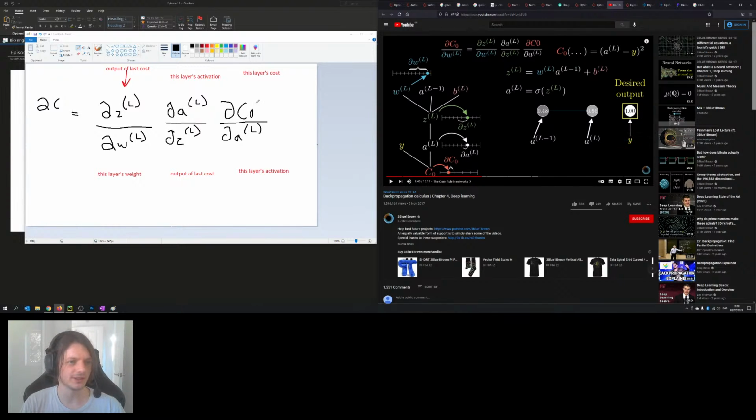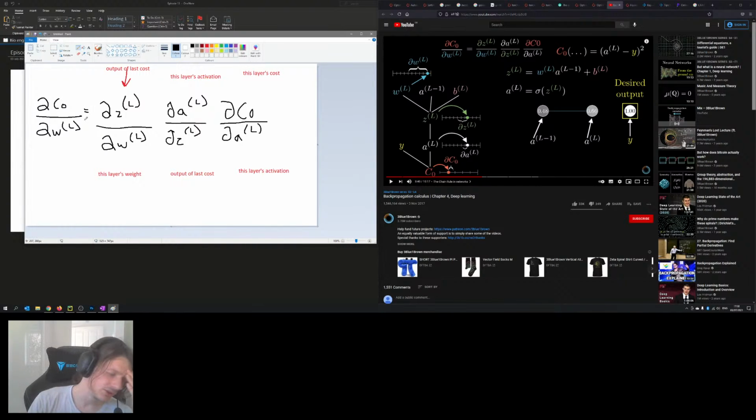Well, I'm not sure what this is denoting actually, in all fairness, but I can see that the change of this layer's cost over the change in the weighting of L is, so the change in this layer's cost divided by the change in the weighting of this layer. So the cost is proportional to the changing of the weight in this layer.